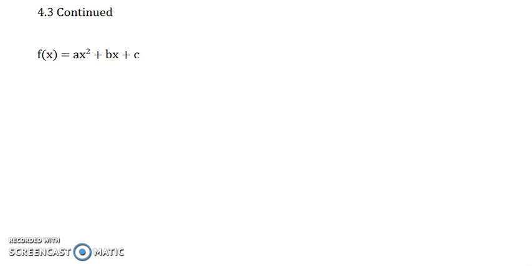Okay, so we know what to do if our quadratic is in vertex form. We can read the vertex from the equation, we can find our intercepts. But what do we do if it's not in vertex form? What if we have ax squared plus bx plus c? This is pretty common, and we cannot look at this and know what the vertex is going to be. So what do we do with this?